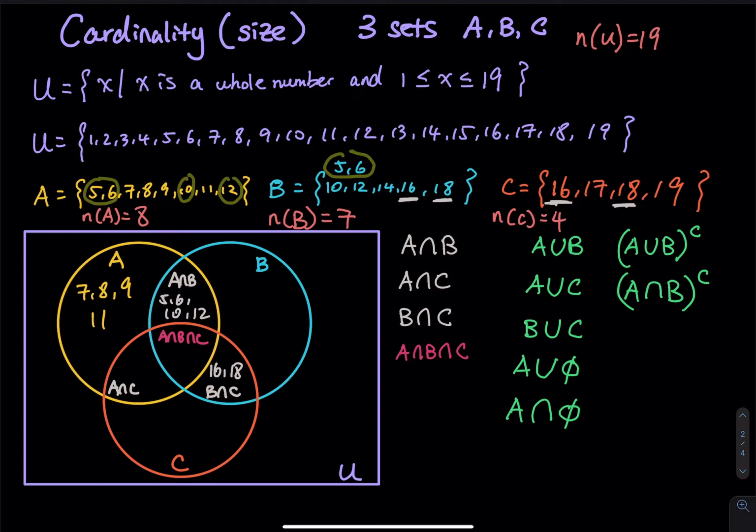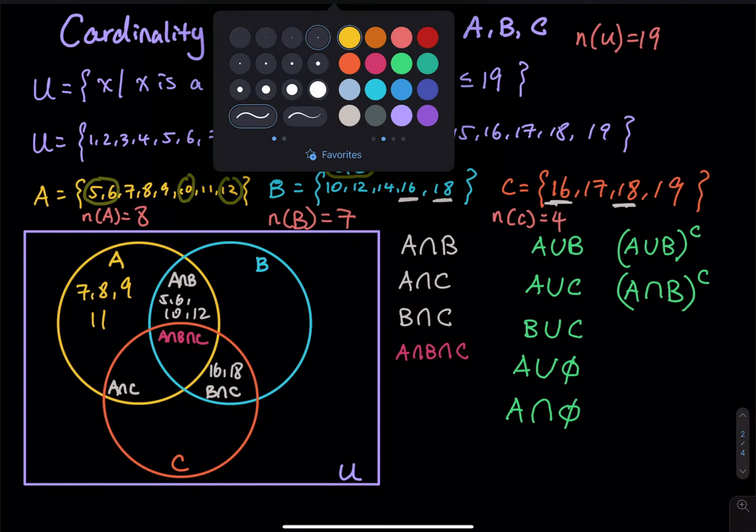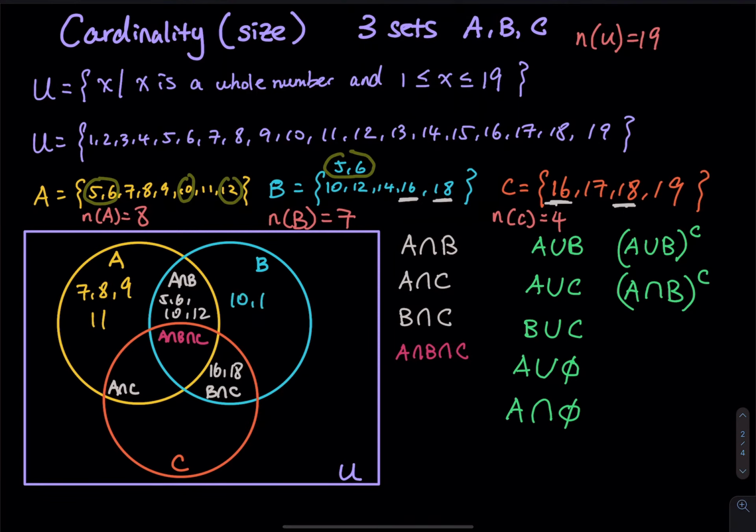How about B? Everything that is not in the intersection, right? So that would be 10, 12, 14, 16, 18. Do not mention 5 and 6 because you already mentioned them in A intersect B. So no repetition. Do not put the 5 and 6 in the blue circle, because A and B, they both belong to the yellow circle and the blue circle.